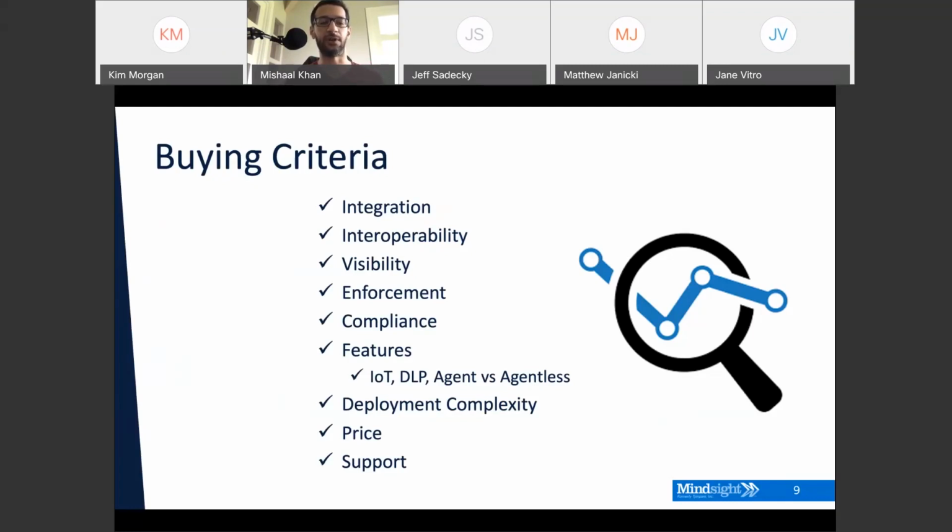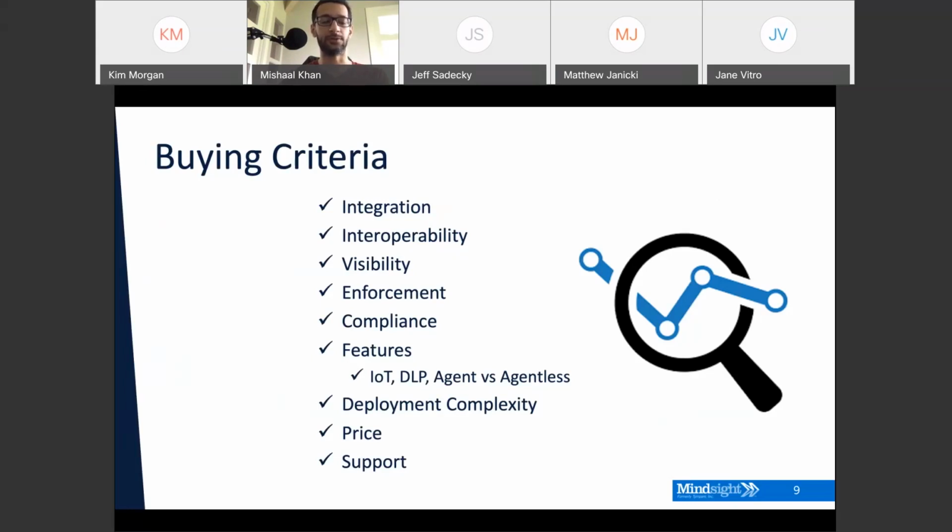And features are endless. Every solution has a whole set of features. Some of them you may not need, so this is why we need to have that discussion and define some of those feature sets. Deployment complexity, it can go anywhere from simple to complex, but this is why you have partners like us to take on that load for the deployment. And obviously pricing is a big factor.